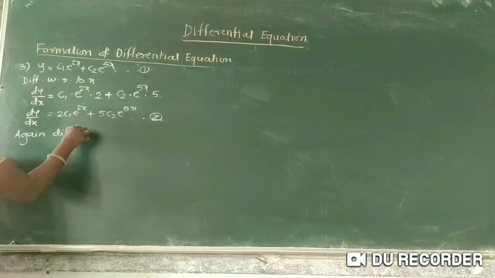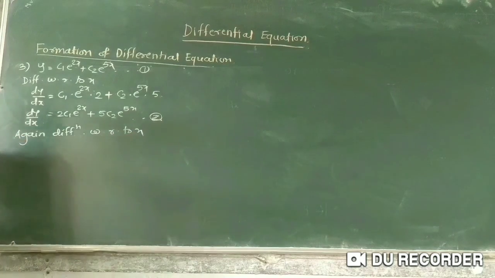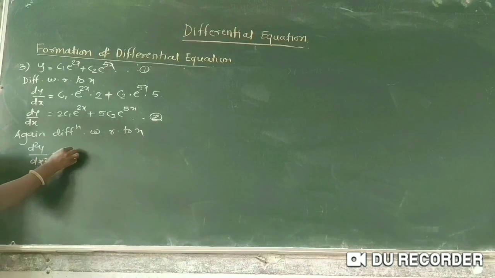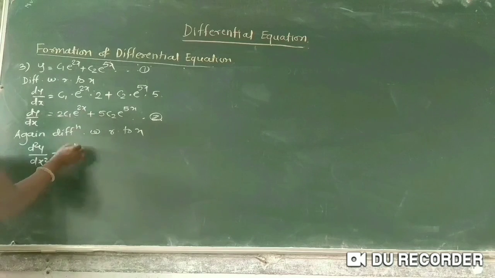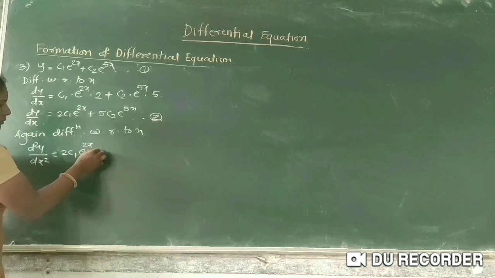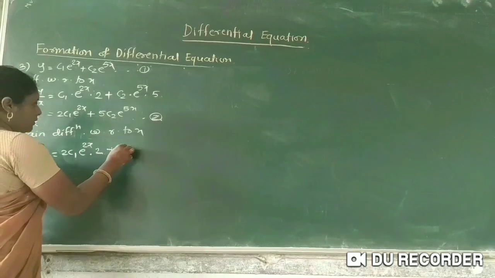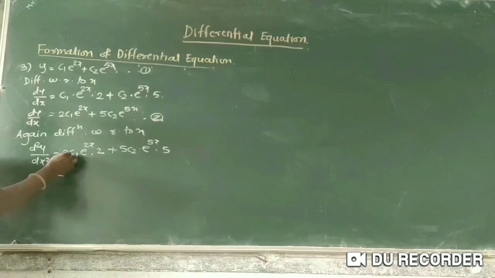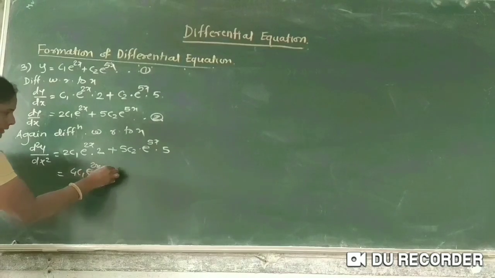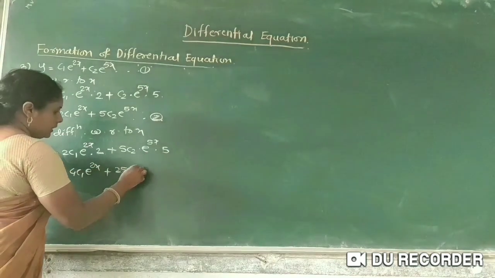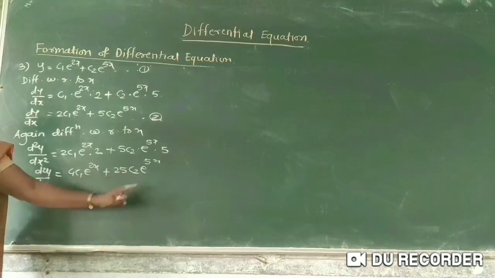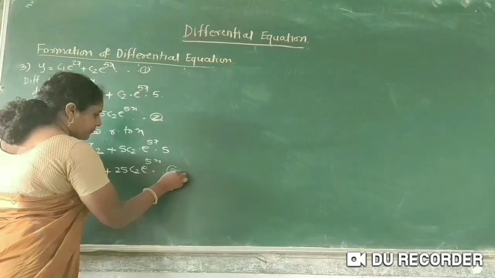Again differentiate with respect to x, we get derivative of dy by dx is d2y by dx square equal to 2c1 is the constant into derivative of e raised to 2x is e raised to 2x into 2, plus 5c2 into e raised to 5x into 5, that is equal to 2 into 2, 4 c1 e raised to 2x plus 5 into 5, 25 c2 e raised to 5x. d2y by dx square is equal to 4c1 e raised to 2x plus 25c2 e raised to 5x. Suppose this equation as a3.